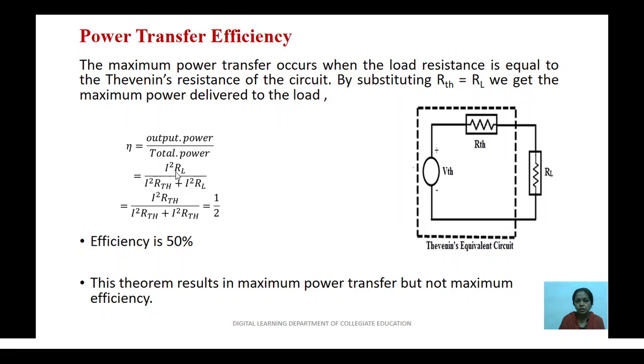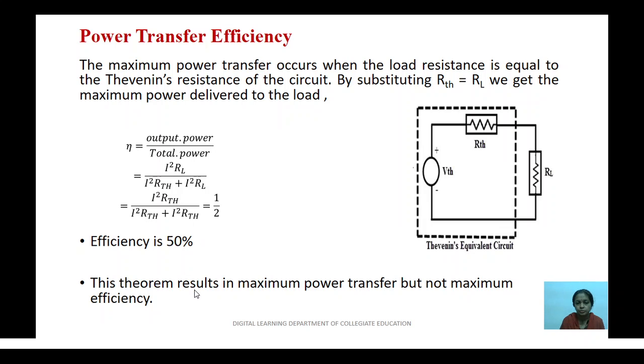But we know that RL is equal to RTH. So if we substitute RL equal to RTH in maximum power transfer, we get I square RTH divided by I square RTH plus, wherever we have RL, replace it by RTH. So this will be equal to half. So efficiency is half. In terms of percentage, efficiency is 50%.